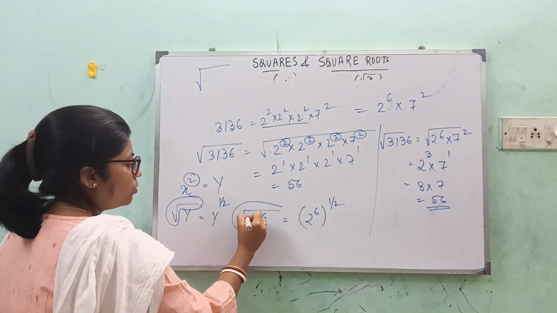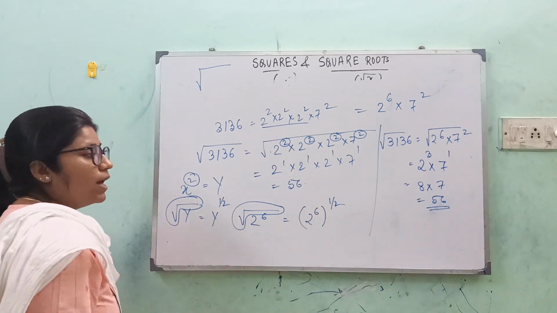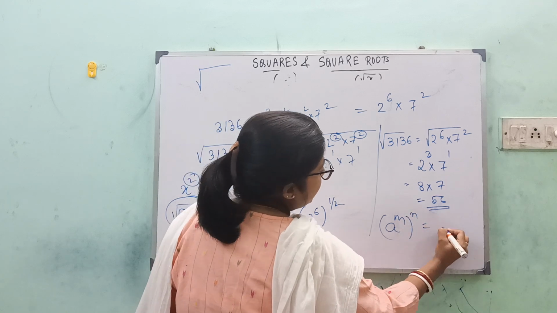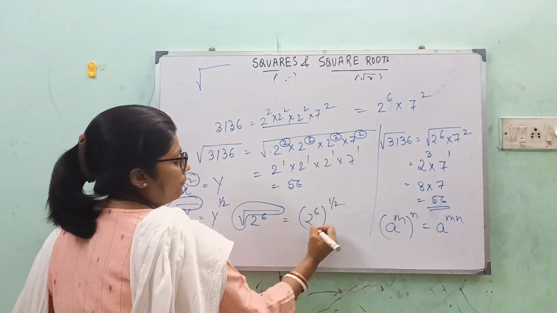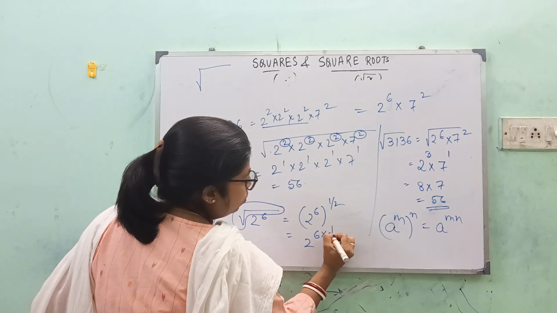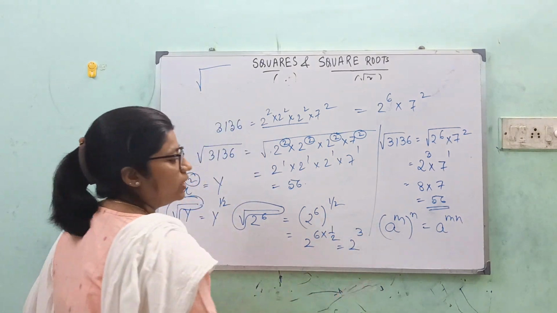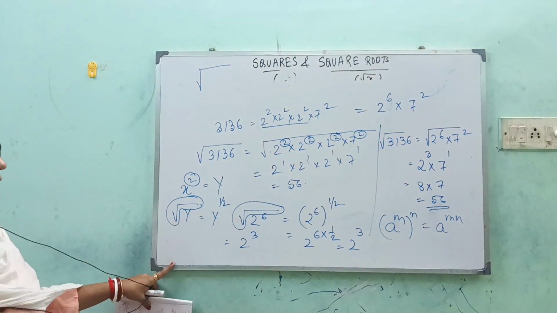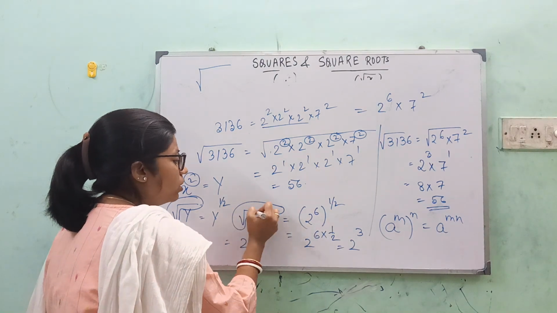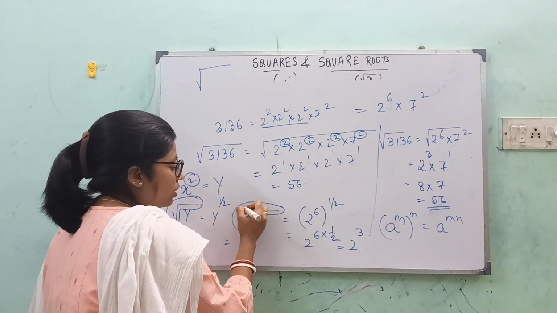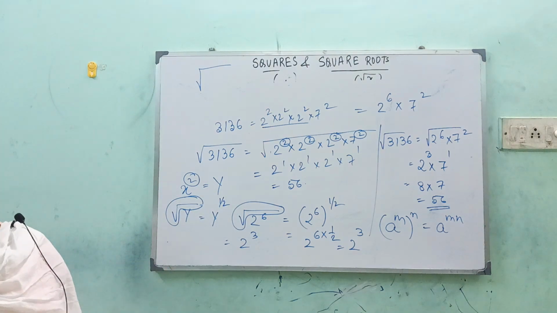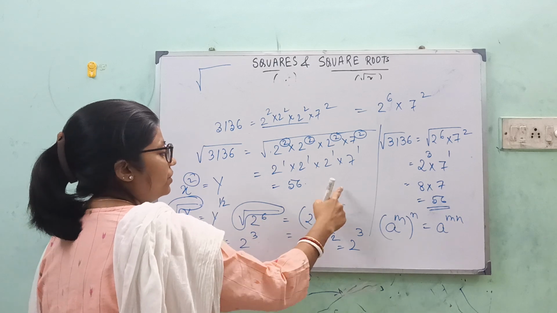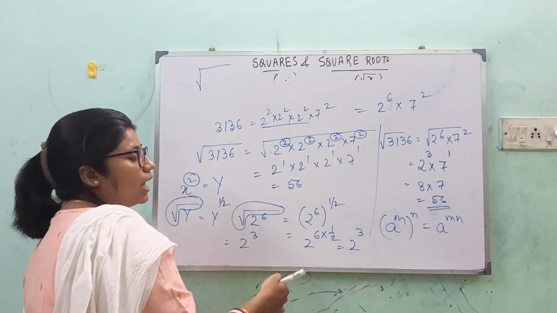The square root means what? 2 to the power 6 is raised to the power half. And we have already learnt in laws of exponents, a to the power m whole to the power n is a to the power m into n. That means these two have to be multiplied. So 2 to the power 6 into half. That is 2 to the power of 3. That means, as I told you, make it half and bring it down, 2 to the power of 3. Why did I say half? Because the power is half because of this square root. Square root has the value half. So the power 6 is multiplied with this half, and thus the power is becoming half.